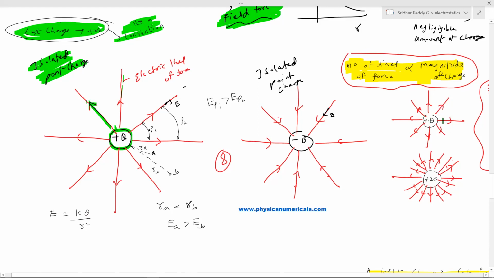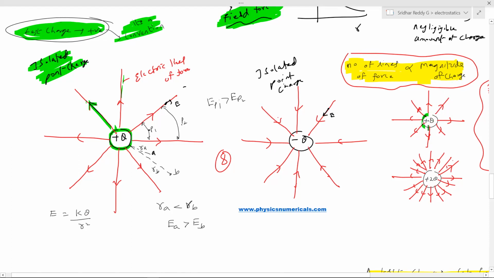For a point charge Q, how many lines of force do I assume? 1, 2, 3, 4, 5, 6, 7, 8. For a point charge 2Q, I should assume 16 lines of force. Any reason for that? Because the lines of force that I'm going to draw are imaginary. Don't think that they really exist. So why are we bringing this? To express that particular field, we are bringing these lines of force. So the number of lines of force is directly proportional to the magnitude of charge.